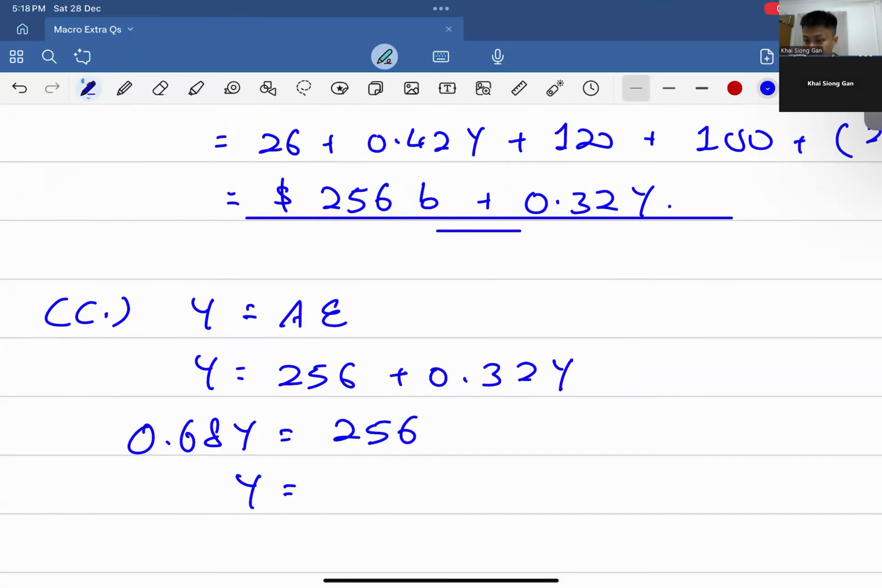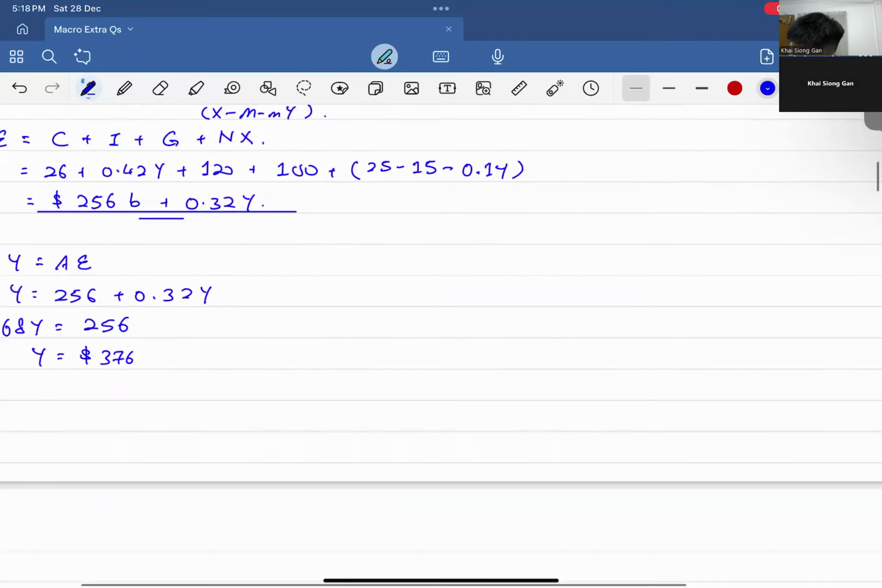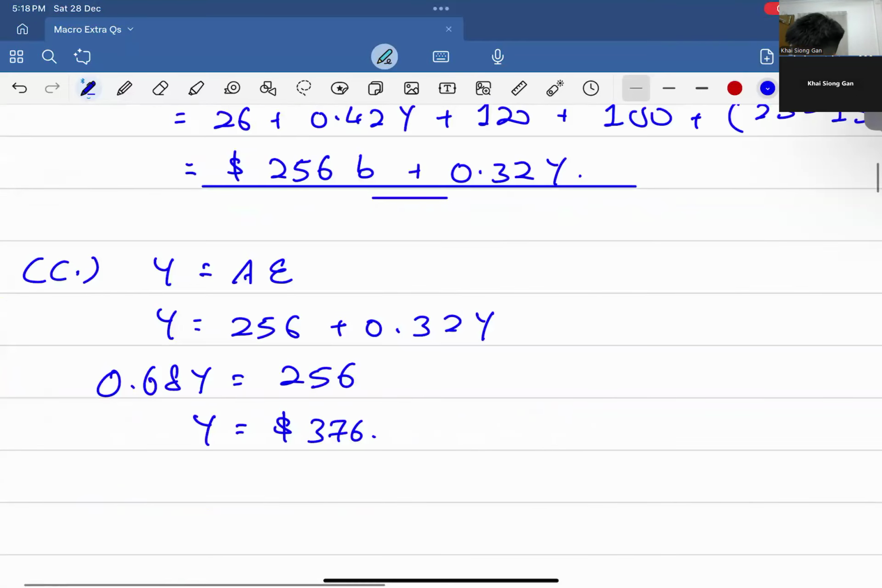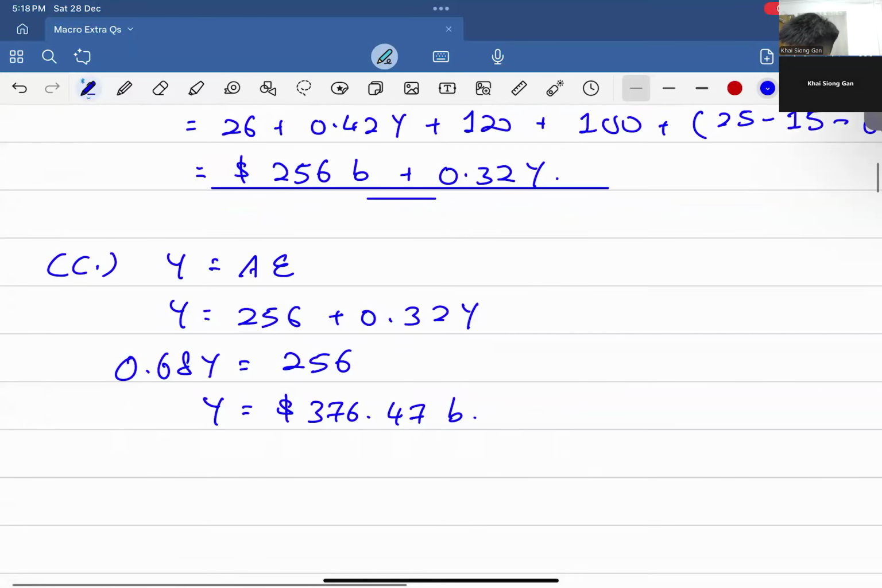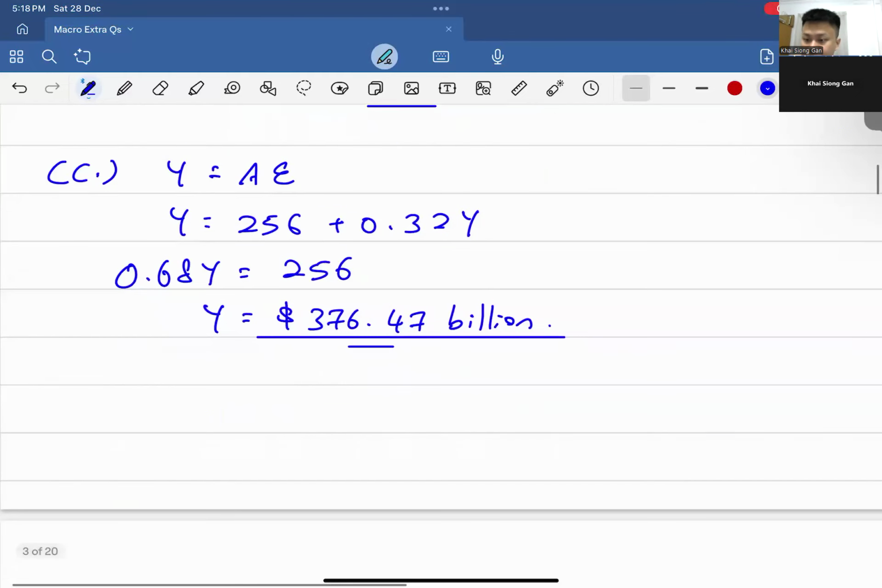So you will get 376.47 billion. I put the unit there also, billion. B stands for billion, in case you're wondering. I usually look into your figures, your values, so I'm not so concerned about the unit over there. As long as your value is right, then it's not so much of a concern.